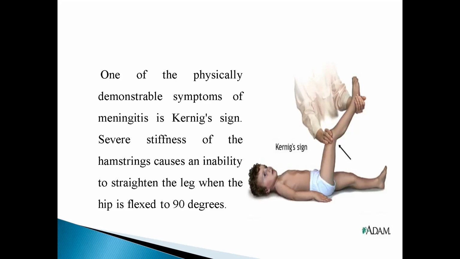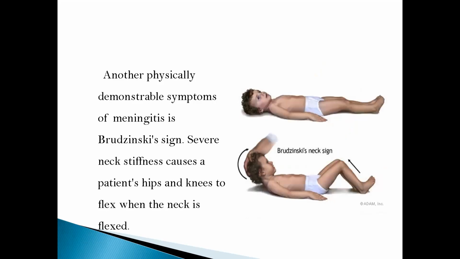Severe stiffness of the hamstrings causes an inability to straighten the leg when the hip is flexed to 90 degrees. The Brudzinski sign is another physically demonstrable symptom of meningitis. With severe neck stiffness, the patient's hips and knees flex when the neck is flexed. That we call the Brudzinski sign.